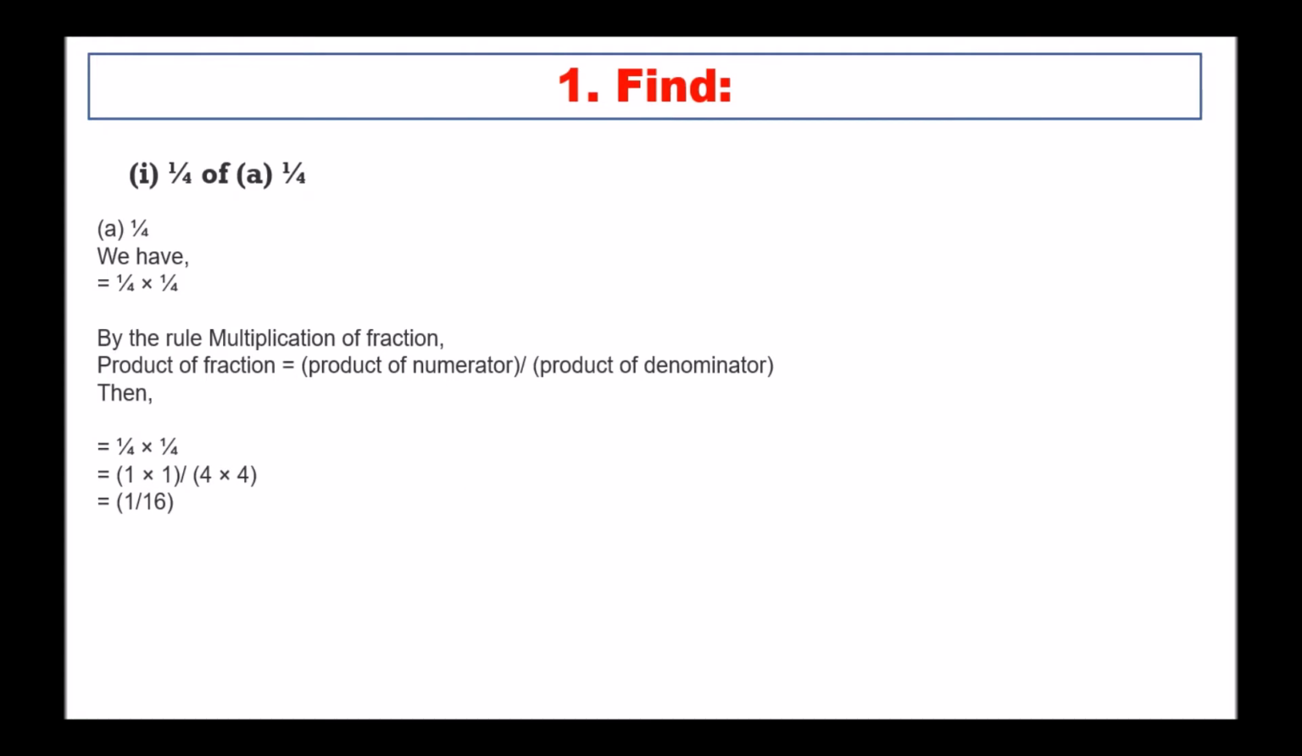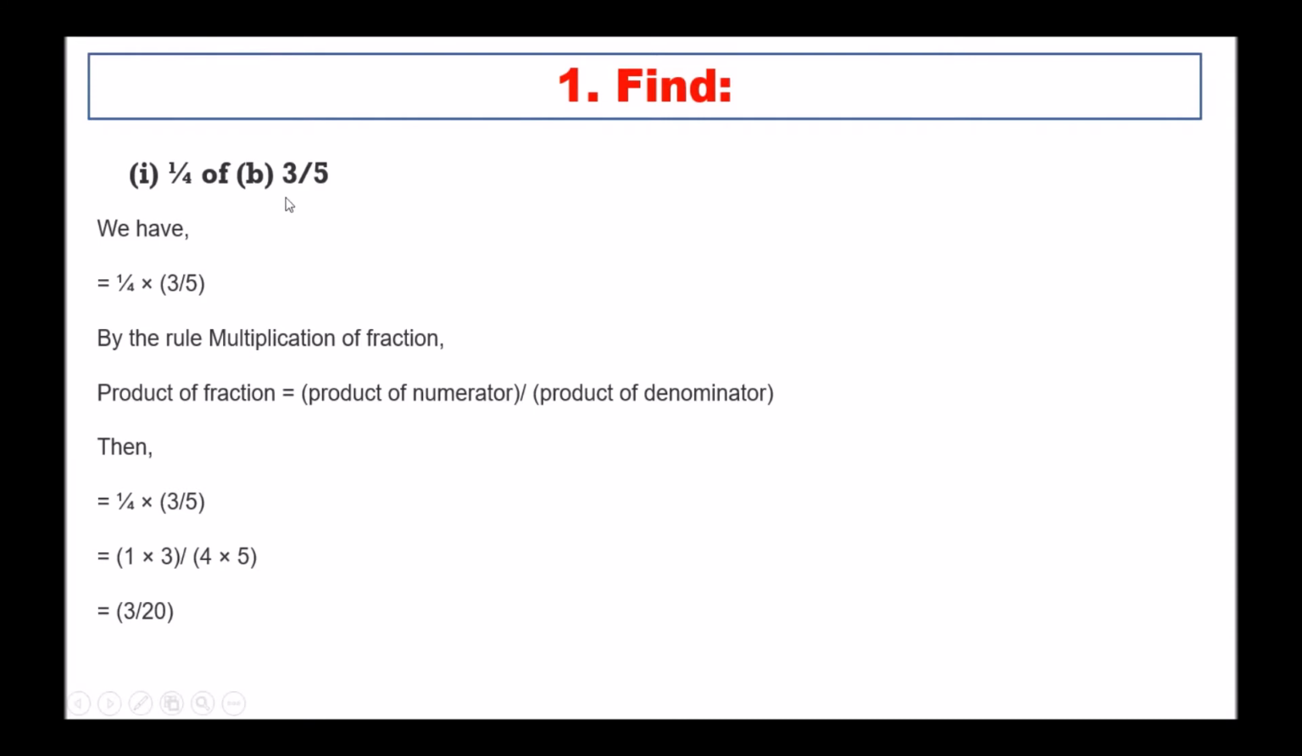The first question is find. We have to find 1 by 4 of 1 by 4. Okay, we will multiply 1 by 4 into 1 by 4 by the rule of multiplication of fraction, that is the formula is product of fraction equals to product of numerator divided by product of denominator. So first we will multiply the numerators and then we will multiply the denominator. So numerator is 1 and 1. So 1 into 1 is 1 and denominator is 4 and 4. So 4 into 4 is 16. So the answer is 1 upon 16.